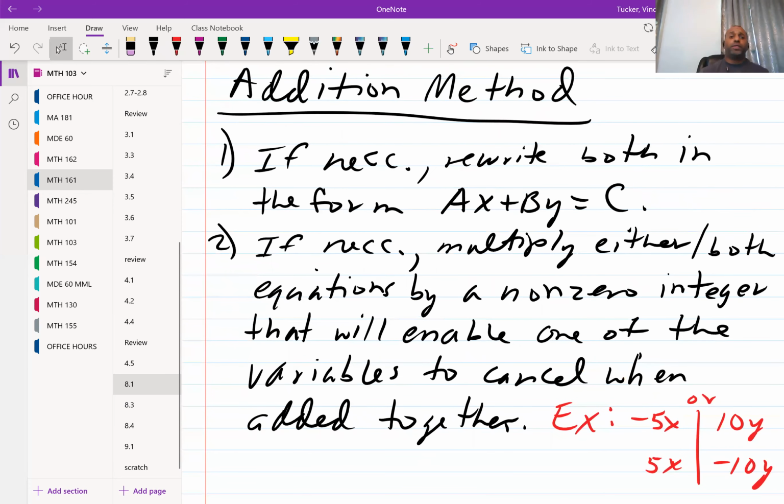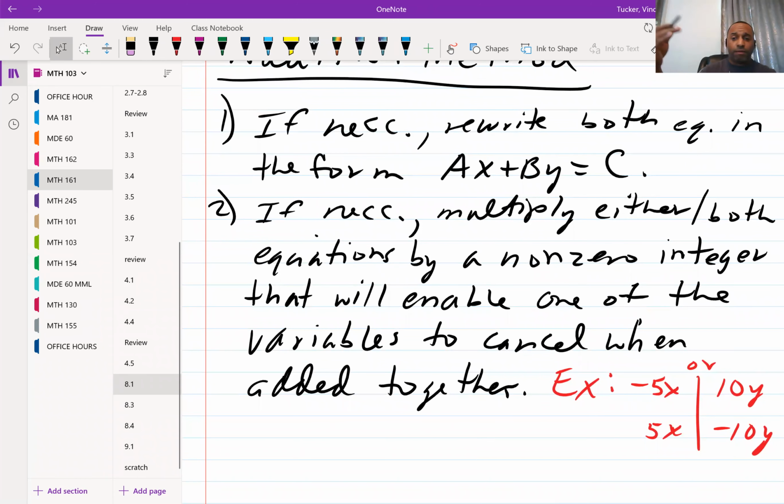All right, so looking at the first two steps, it says if necessary, you want to rewrite both equations in the form of ax plus by equal to c. Step two, if necessary, once again, multiply either or both equations by a non-zero integer that will enable one of the variables to cancel when added together. So in other words, you want to create the scenario, see what I have here in the red, -5x and +5x, or 10y and -10y. So you want to create that scenario.